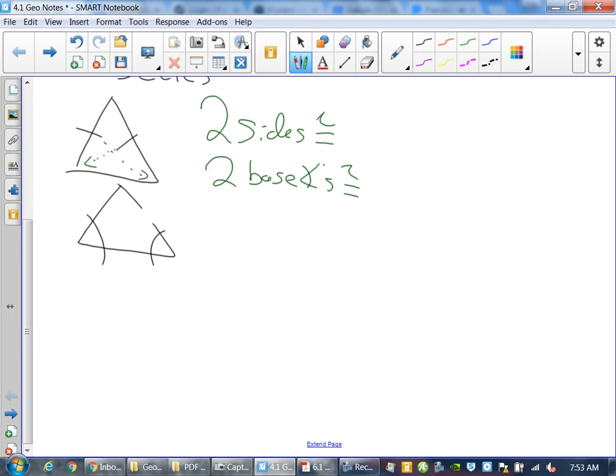The front of the Great Pyramid is an isosceles triangle. Okay. What's another type of triangle?